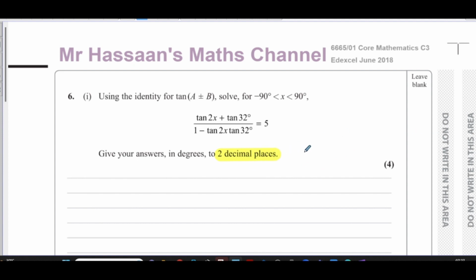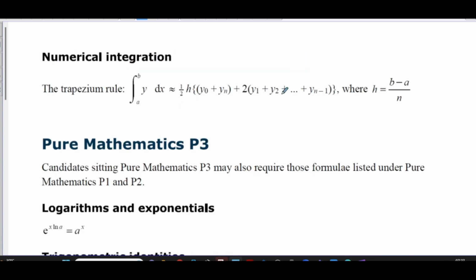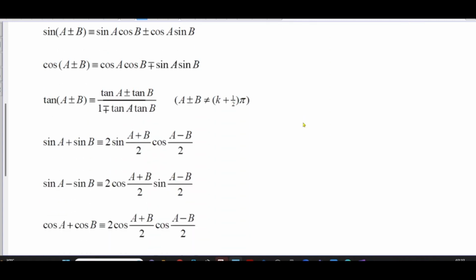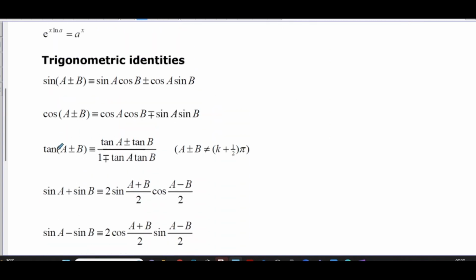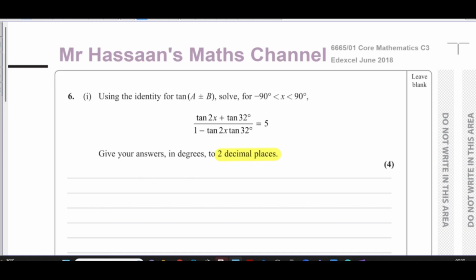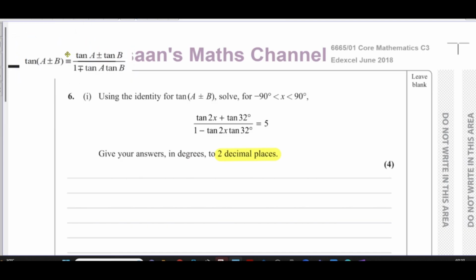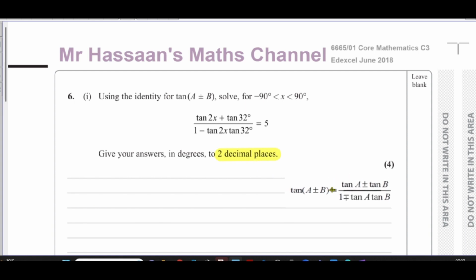All right, so now, it says use the identity for tan(A + B). If you go to the formula book, you'll see the trig identities, and the one they're pointing us to is the identity for tan(A ± B). We need this identity to solve this equation. So that's the formula. We've looked at the formula book, found the identity we need, and then we're going to apply it.